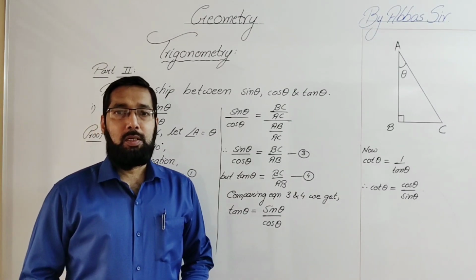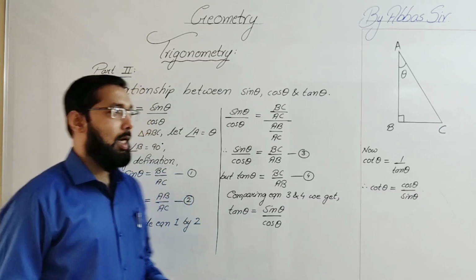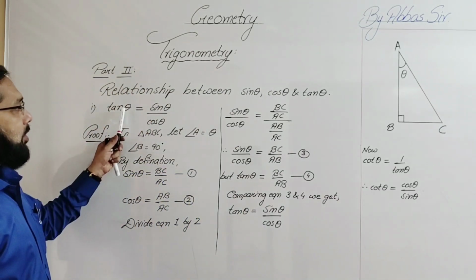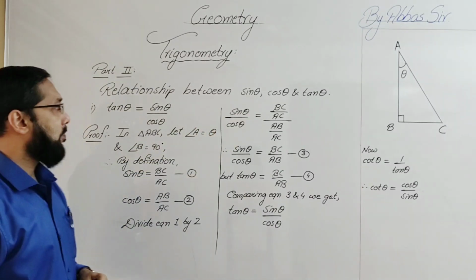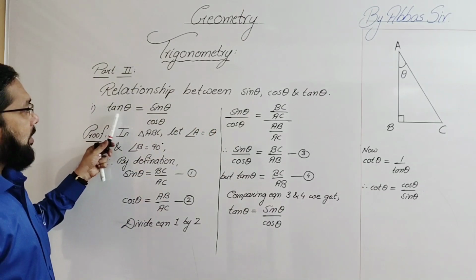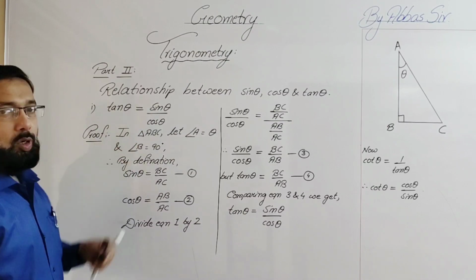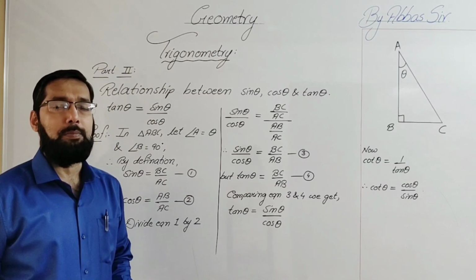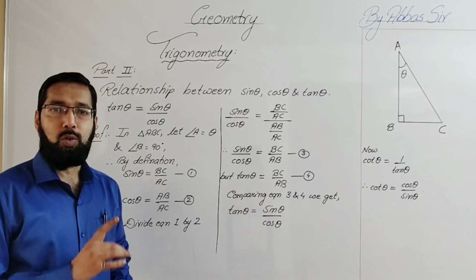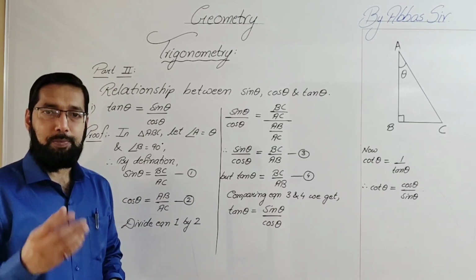Friends, two very important identities in trigonometry are the relationship between sin theta, cos theta and tan theta. Tan theta can also be expressed as sin theta upon cos theta. A very important identity in trigonometry. In many proofs we are going to use this identity. Therefore, let us see how this identity can be proved.